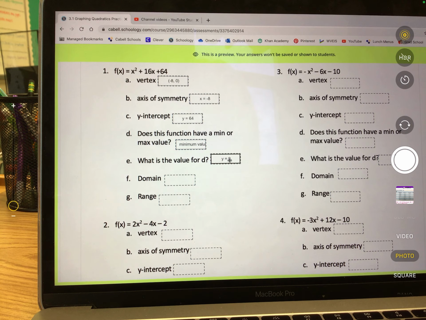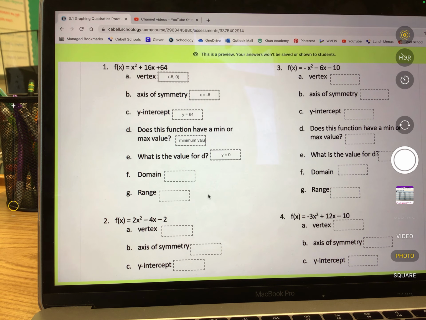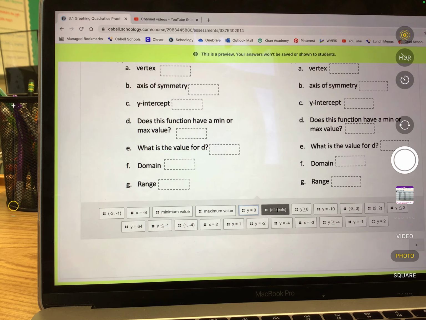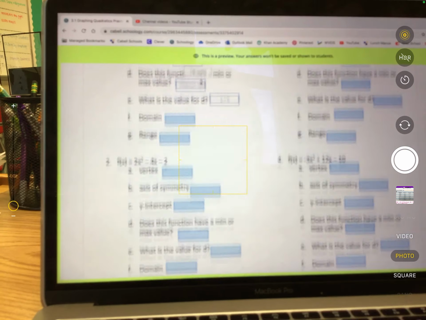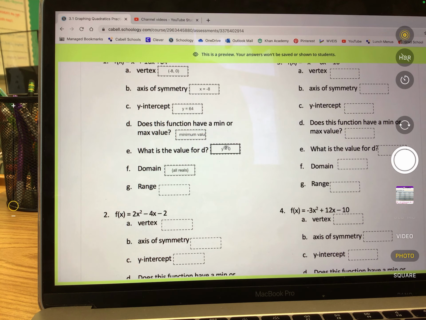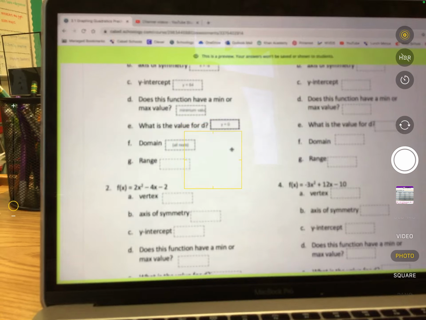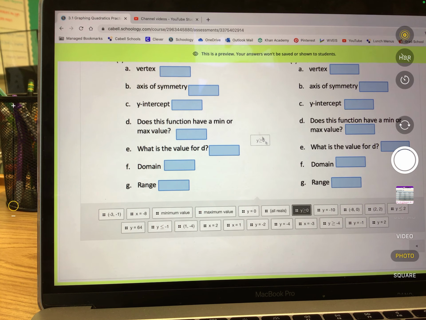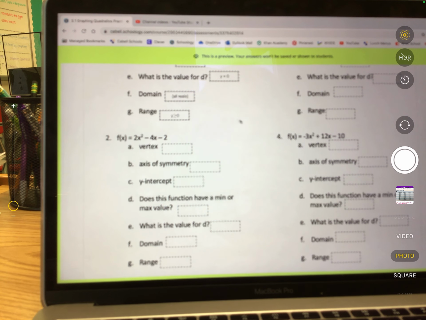Take it up. Okay, and last but not least, domain and range. Domain, we said, was all reals. There it is. But the range, if you have a minimum, look in my notes, the minimum is y greater than the min. So here's the min, 0. So y's have to be greater than 0. And here it is, y greater than or equal to 0.